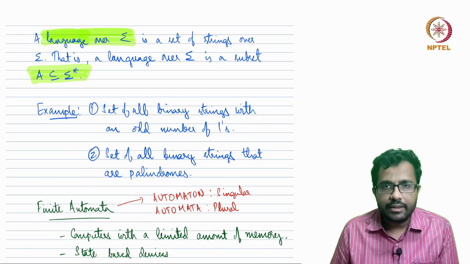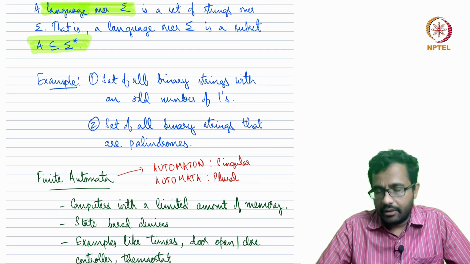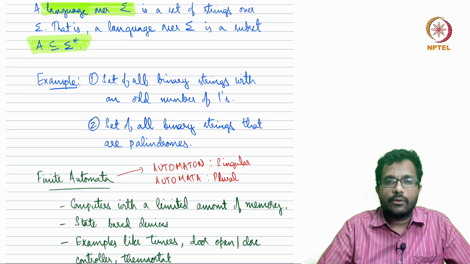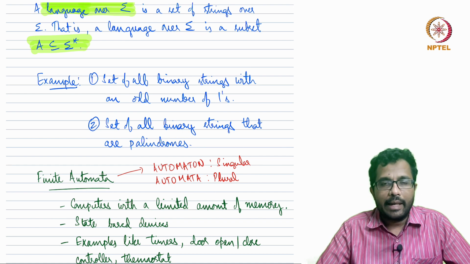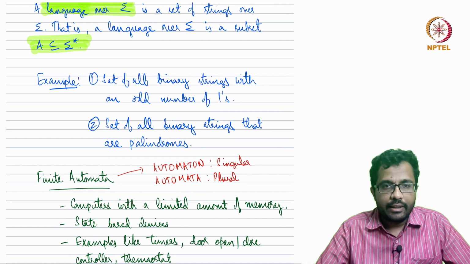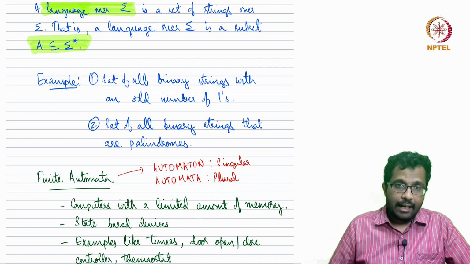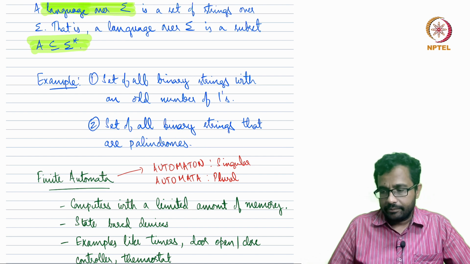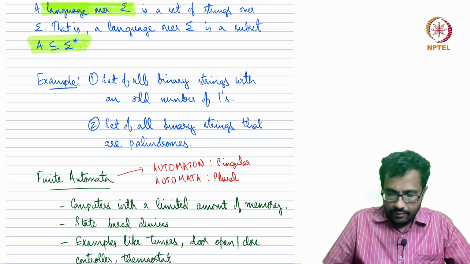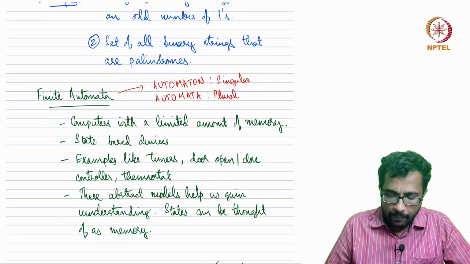So we saw some examples such as set of all the binary strings with an odd number of ones, set of all the binary strings with an even number of ones, set of all the binary strings that end with 0, set of all the binary strings that are palindromes, set of all the English words that contain the letter A. So these are all languages over the respective alphabet. Just with that reminder, let us move on to finite automata.